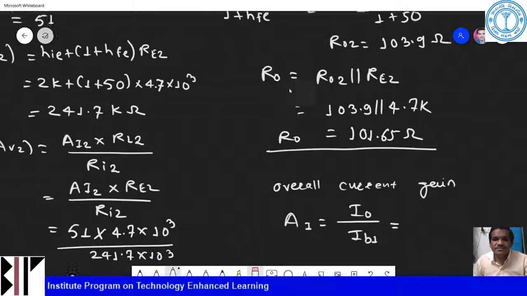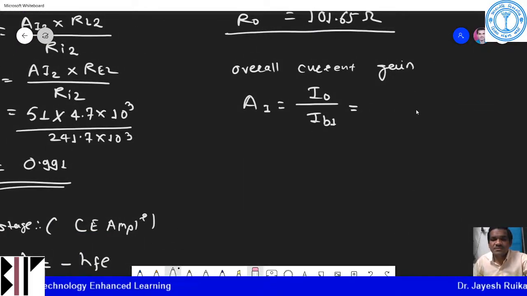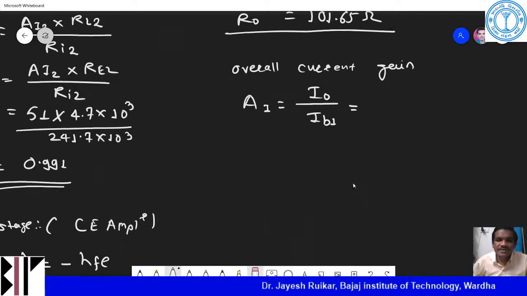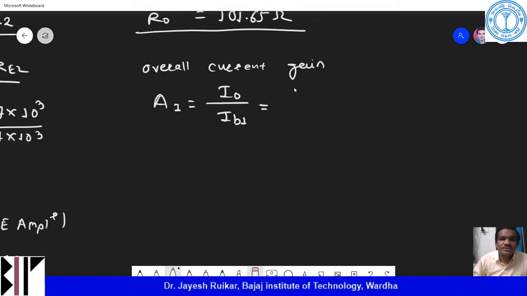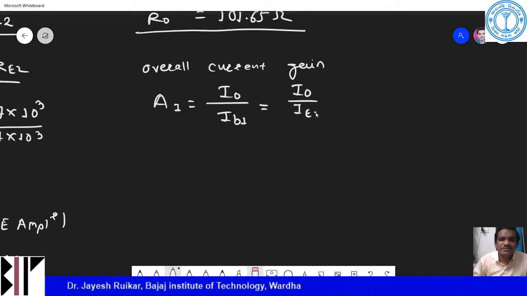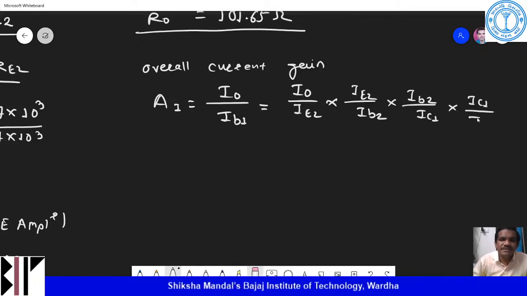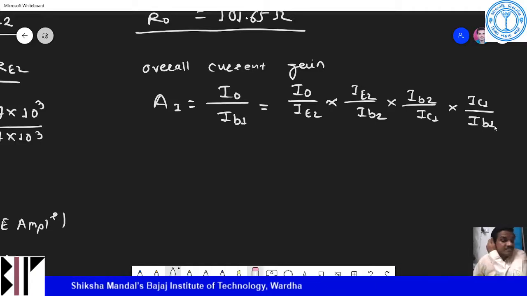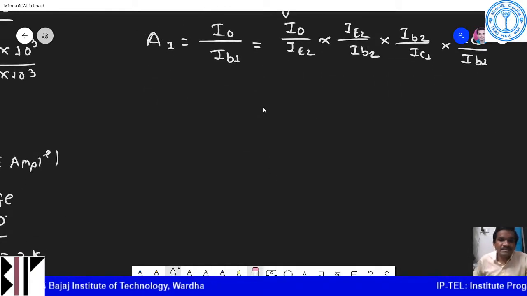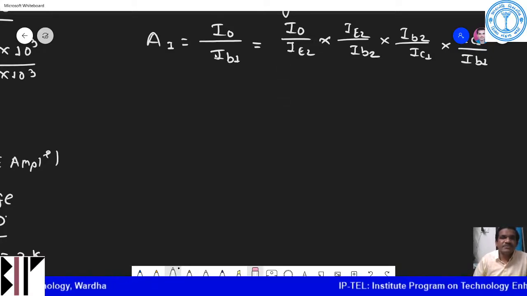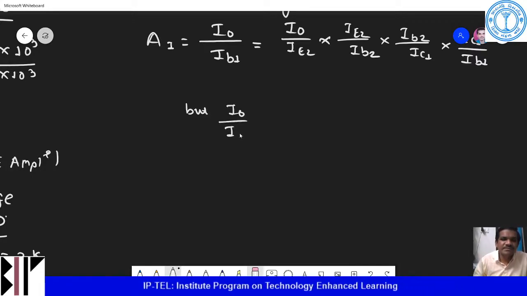Let us write down this. I will write this as IO divided by IE2, multiplied by IE2 divided by IB2, multiplied by IB2 divided by IC1, multiplied by IC1 divided by IB1. Okay, so this is my current gain value.